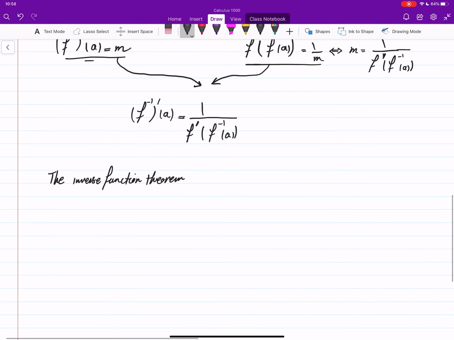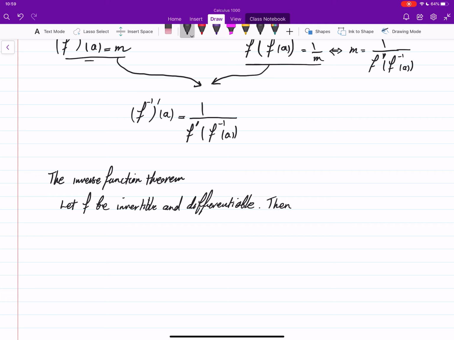which starts like, okay, let f be invertible and differentiable, then f inverse is differentiable.